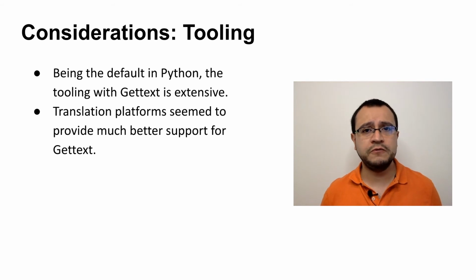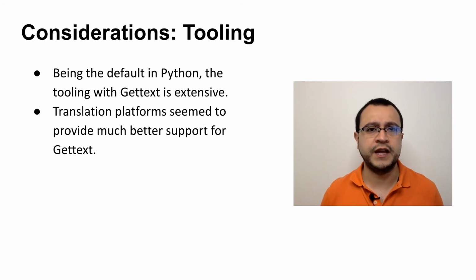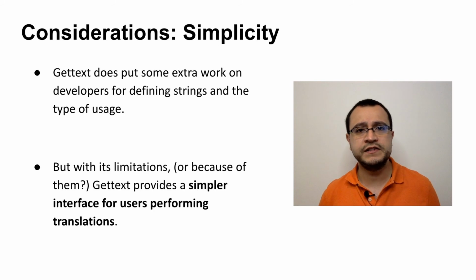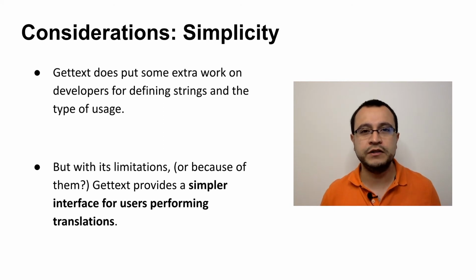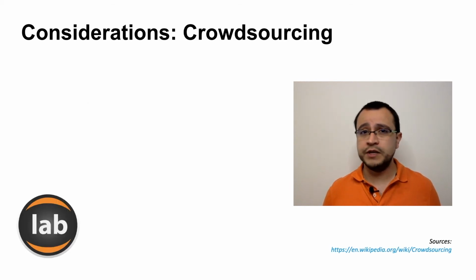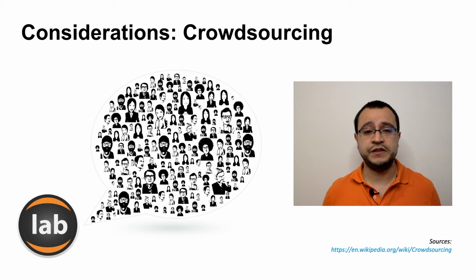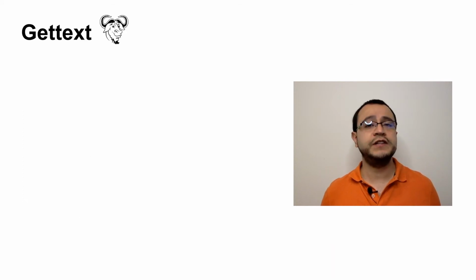Also, translation platforms seem to favor and have much better support for Gettext. Although Gettext does have some deficiencies and puts an extra burden on the developer, one final consideration we wanted is to provide a very simple interface for translators and users helping with translation. Why is this important? Well, JupyterLab being an open source project, we want to rely on contributors and volunteers all around the world. So we need to crowdsource this effort. So at the end of the day, we picked Gettext, which ticked most of the boxes, but a little bit more on the workflow in a minute.